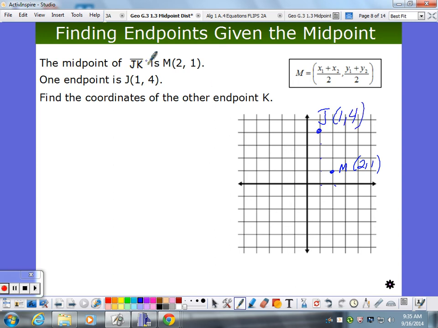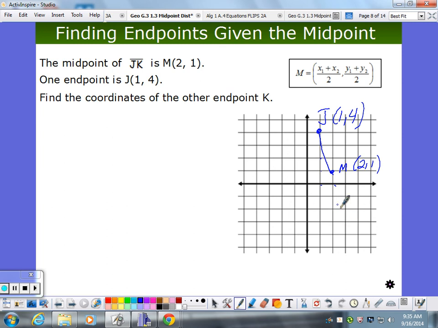And it wants you to find K, the other endpoint. So far we've got this. If it's the midpoint, that means somewhere over here, I've got a value K, and I want to find the coordinates of K.